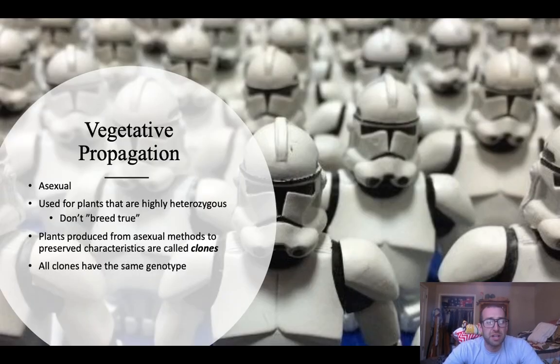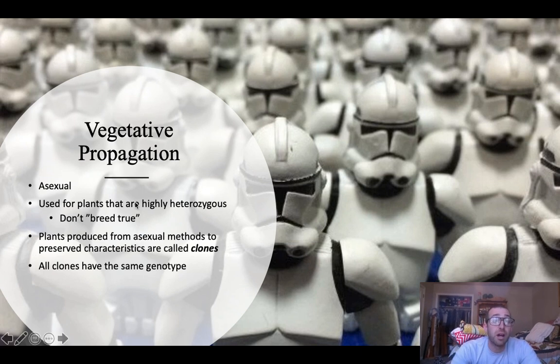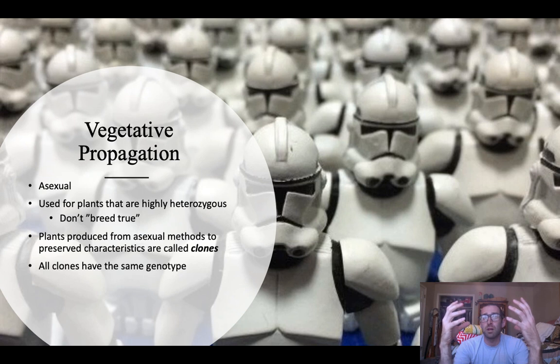Now, like I said, vegetative propagation is an asexual type of propagation. You are creating clones. All of your plants are going to have the exact same genotype as your mother plant. And this could be particularly advantageous for plants that are highly heterozygous, so they have a lot of different allele combinations. They won't breed true, but if you take a cutting from it, it's going to have that exact same genotype. It's going to have those exact same traits as your mother plant.